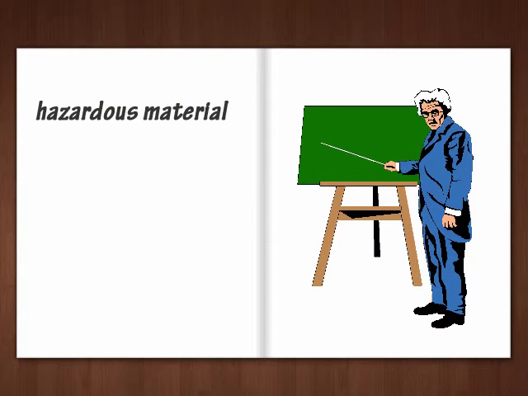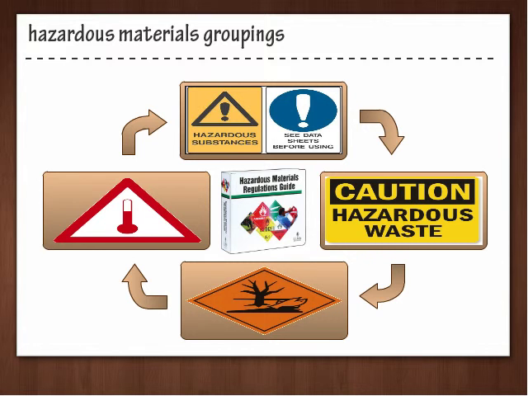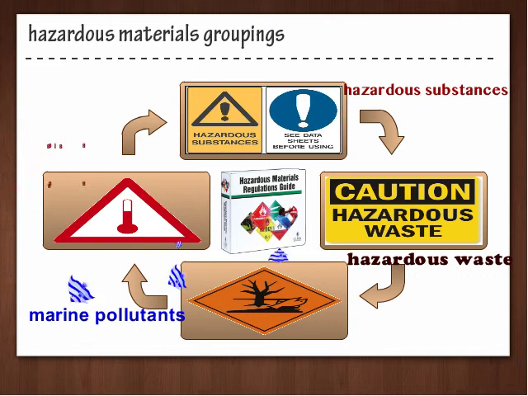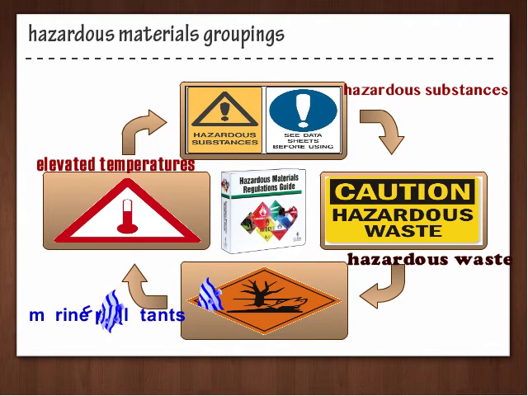The Hazardous Materials Regulations, or HMR, provide a very specific definition of what hazardous material is. Move your mouse over the easel to read the definition. The HMR classifies hazardous materials into 4 broad groups. These are: hazardous substances, hazardous waste, marine pollutants, and materials with an elevated temperature.